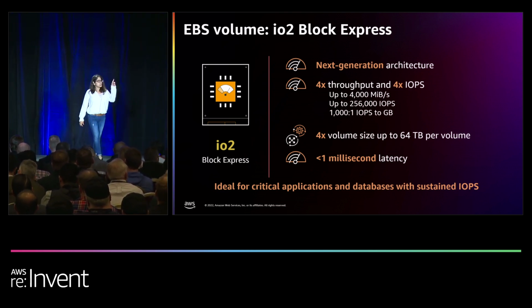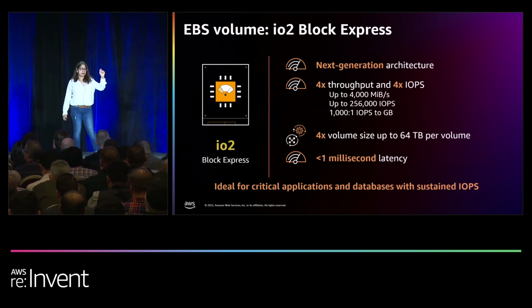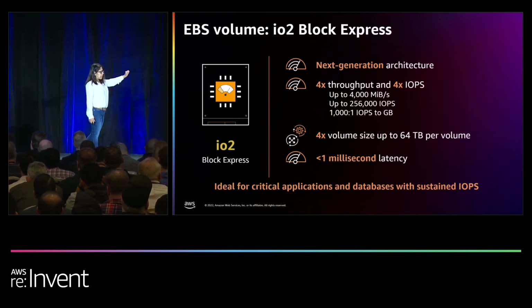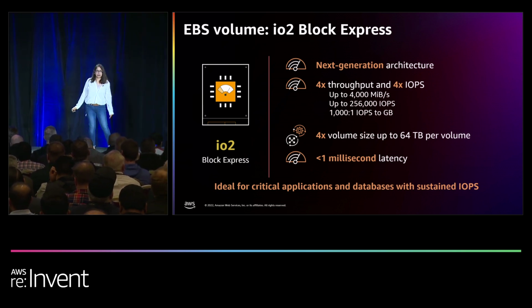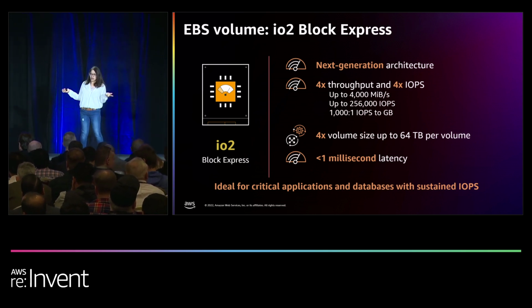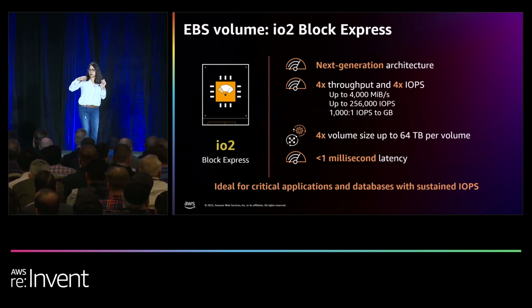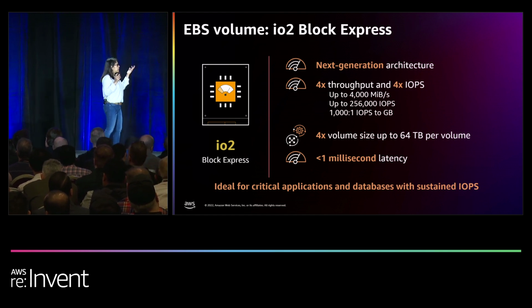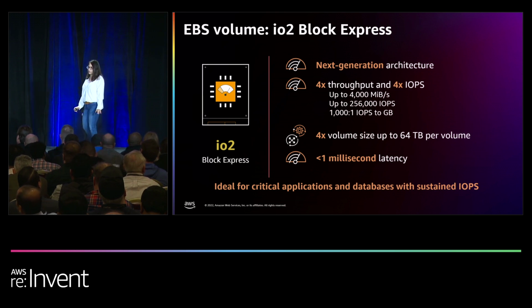And we have also thought through what our hardware designs should be that will give us the best performance. I can truly say the IO2 backed by Block Express architecture provides the best performance of any volume type we have ever introduced. It comes with a price, of course. The performance characteristics are 4 times better than our previous generations of volumes. And you can also provision your capacity up to 64 terabytes per volume, which is also 4 times what you could do with GP3 or any other volume type.